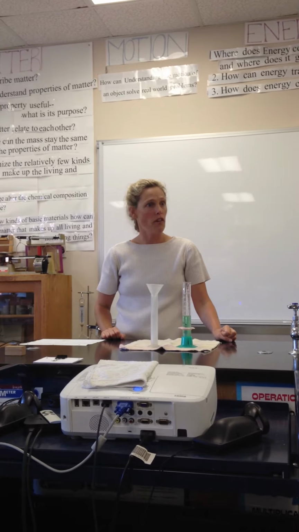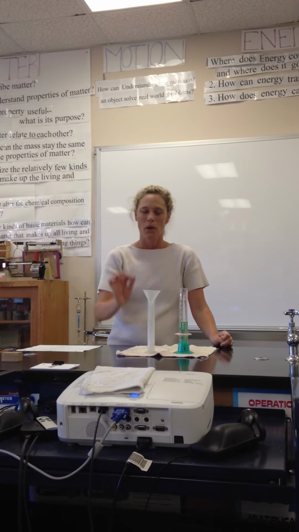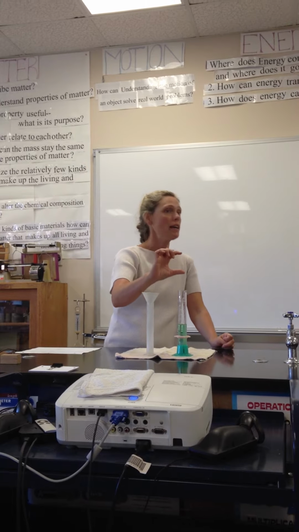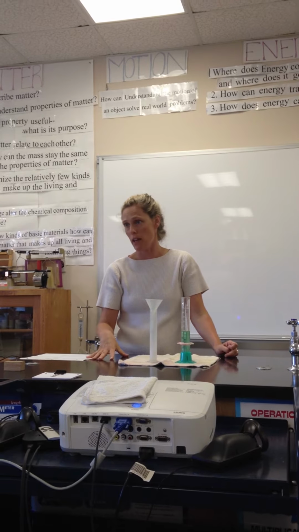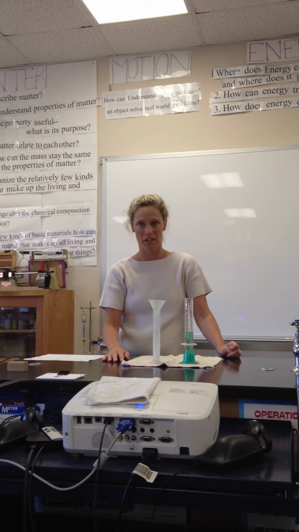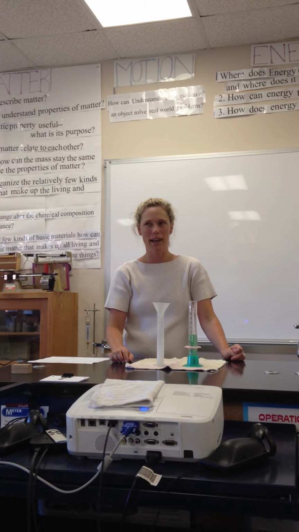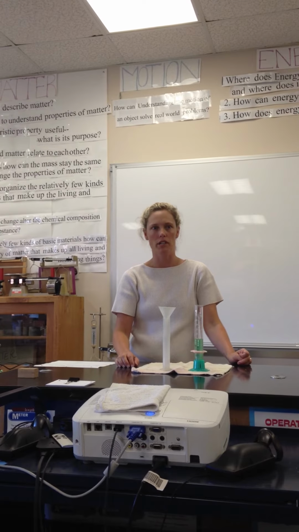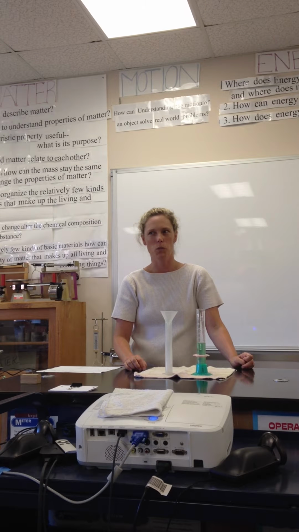So what you do is you find the volume of the water, and then the volume of the water and the object, and subtract the volume of the water to find the volume of the object. Why does this method work? What do we know about matter? Why does this method work, the water displacement method? It works really nicely for irregular objects. Why?